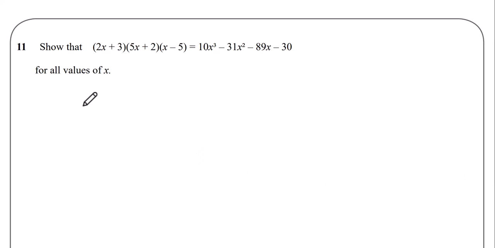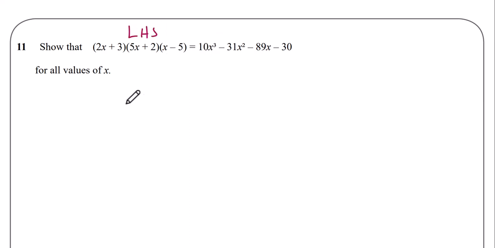So I'm sure that this is the same as this for all values of x. We need to show that if you expand this, you get this. All right, so I'll take the left hand side.